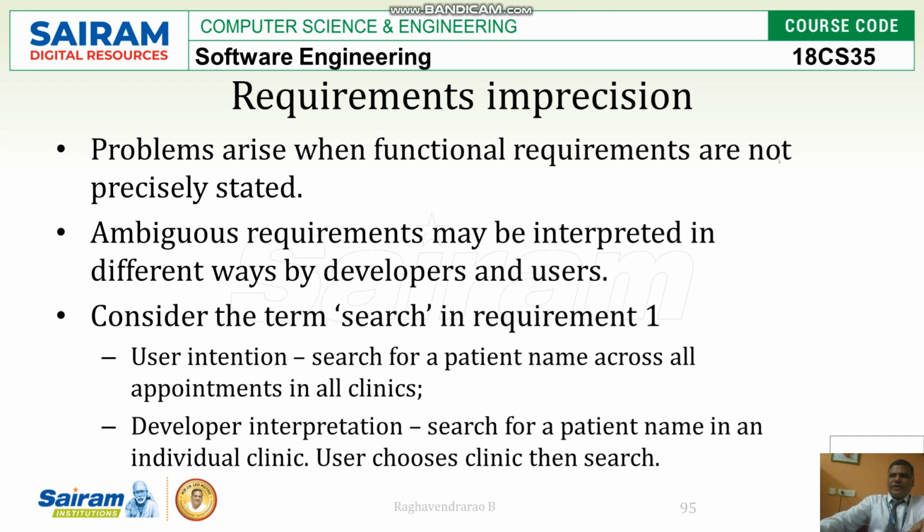We'll talk about requirements, and how problems are going to arise when you do not specify them properly. If you do not specify precisely, then automatically problems are going to arise, and you will not be able to get the proper data. Ambiguous requirements may be interpreted in different ways by the developers and the users.